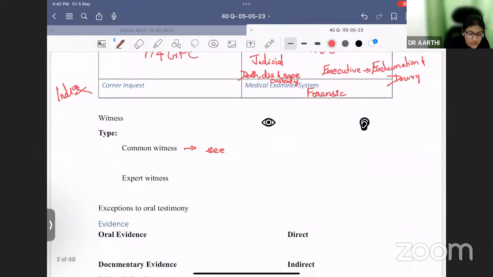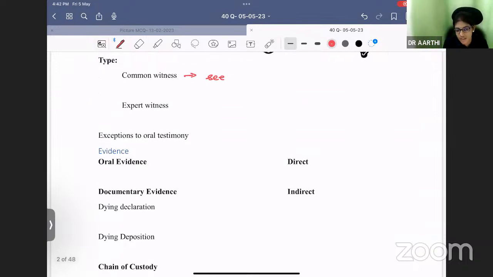Exceptions to oral testimony, those who need not come to the court, like forensic science laboratory people, right? Those who give a report, people who give a signed report from an automated machine, need not come.